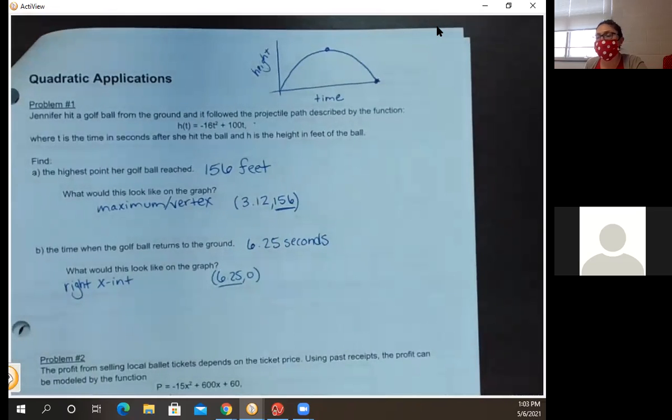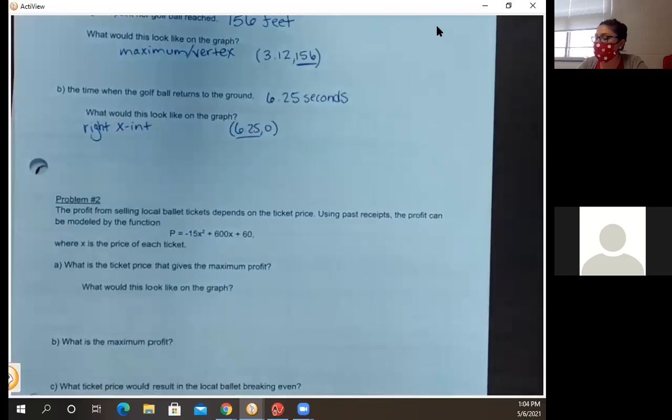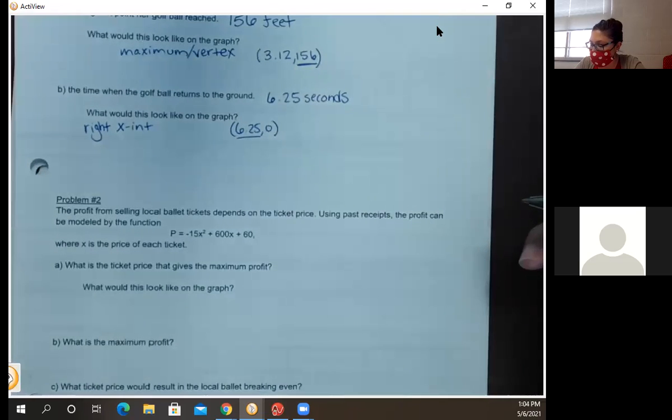Okay, let's take a look at number 2. For number 2, it says the profit for selling local ballet tickets depends upon the ticket price. Using past receipts, the profit can be modeled by this function where x is the price of each ticket. Profit functions or revenue functions are also typically quadratic models, quadratic functions.